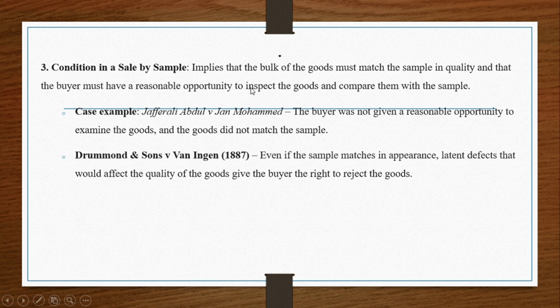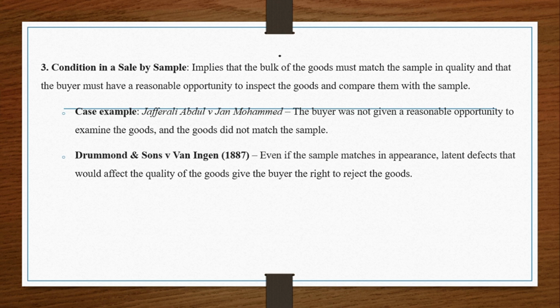It implies that the bulk of the goods must match the sample in quality, and the buyer must have a reasonable opportunity to inspect the goods and compare them with the sample. So if I want dresses like the one on the display, I must be given an opportunity to look at the dresses that they've given me to see if they match the dresses that I admired on the display. So this was seen in the case of Jaferai Abdul versus Jan Mohammed.